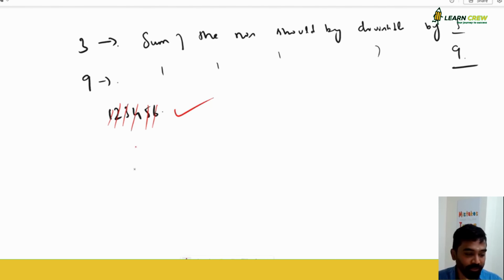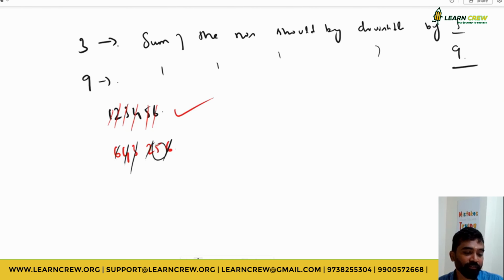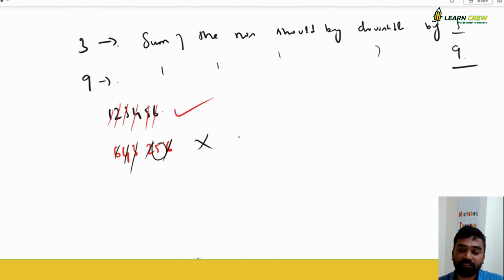Okay. 6, 4, 3, 2, 5, 6. Is it a multiple of 3? No. Because this is a multiple, this is a multiple, this is a multiple. These two are multiples, but you're left with 5. It's not divisible by 3. Quick calculation in that. Okay.